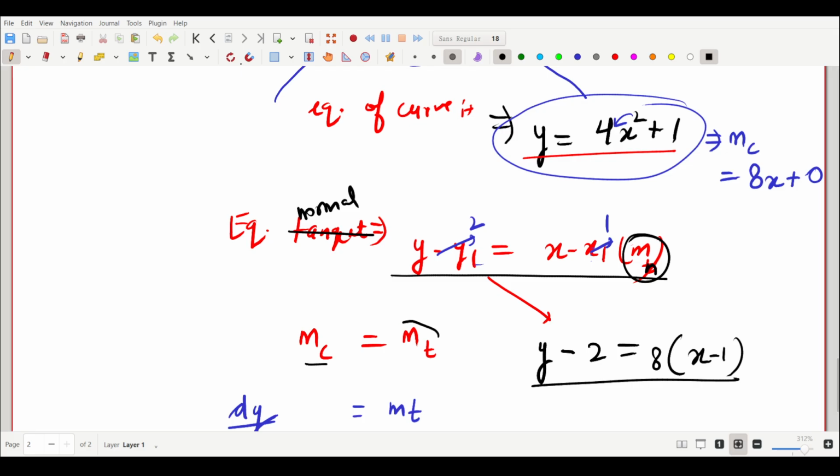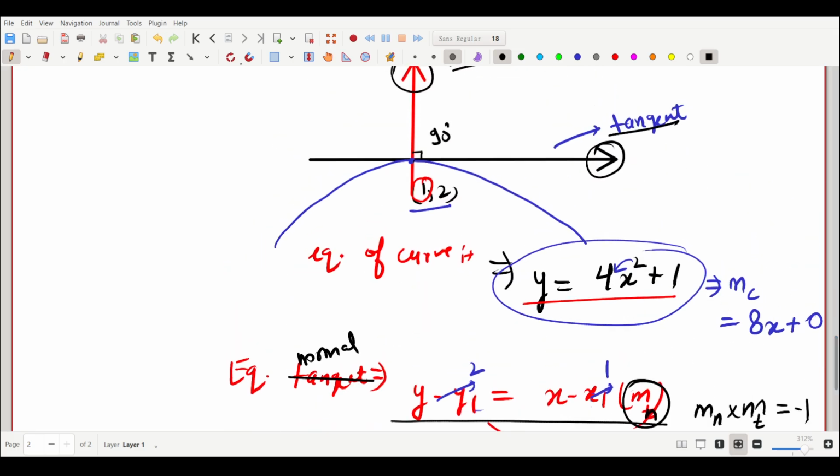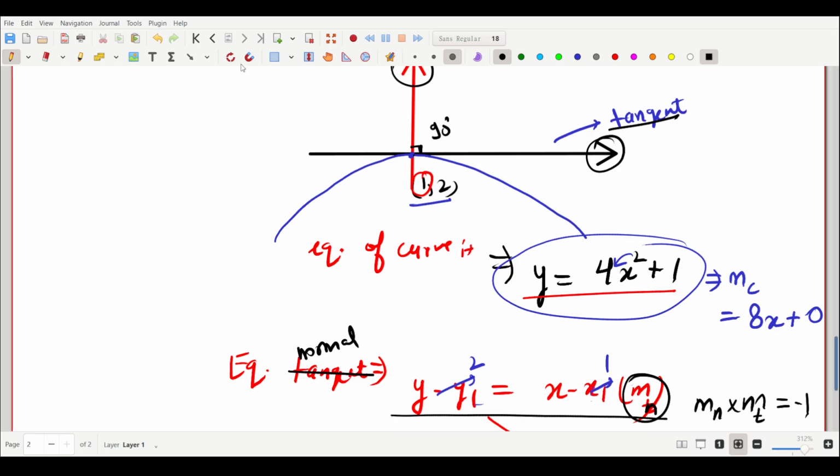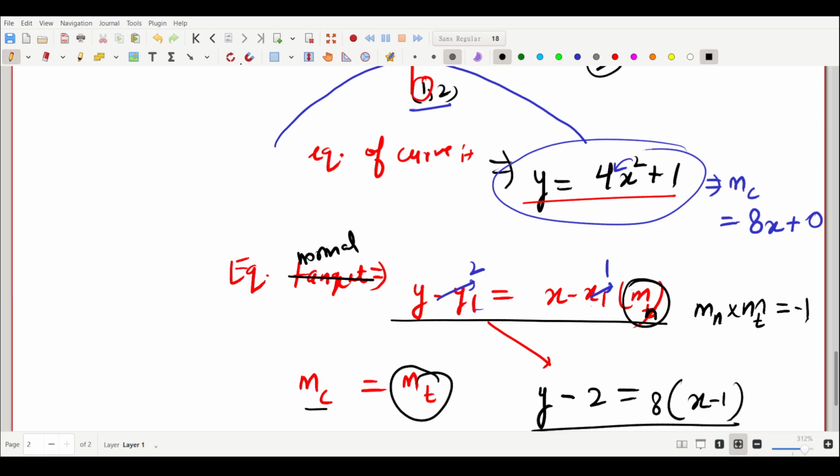Once you find the slope of tangent, there is a relation for finding the mn, because the product of the slope of normal and slope of tangent is always minus 1. They are perpendicular lines. See these two lines, normal and tangent line, they are cutting each other at 90 degree. For any such lines which cut each other at 90 degree, the product of their slope is minus 1 always. So I will use the analogy here. And the slope of tangent is already known. We have just found it out. It's 8. So the slope of normal is minus 1 upon 8. You got this?